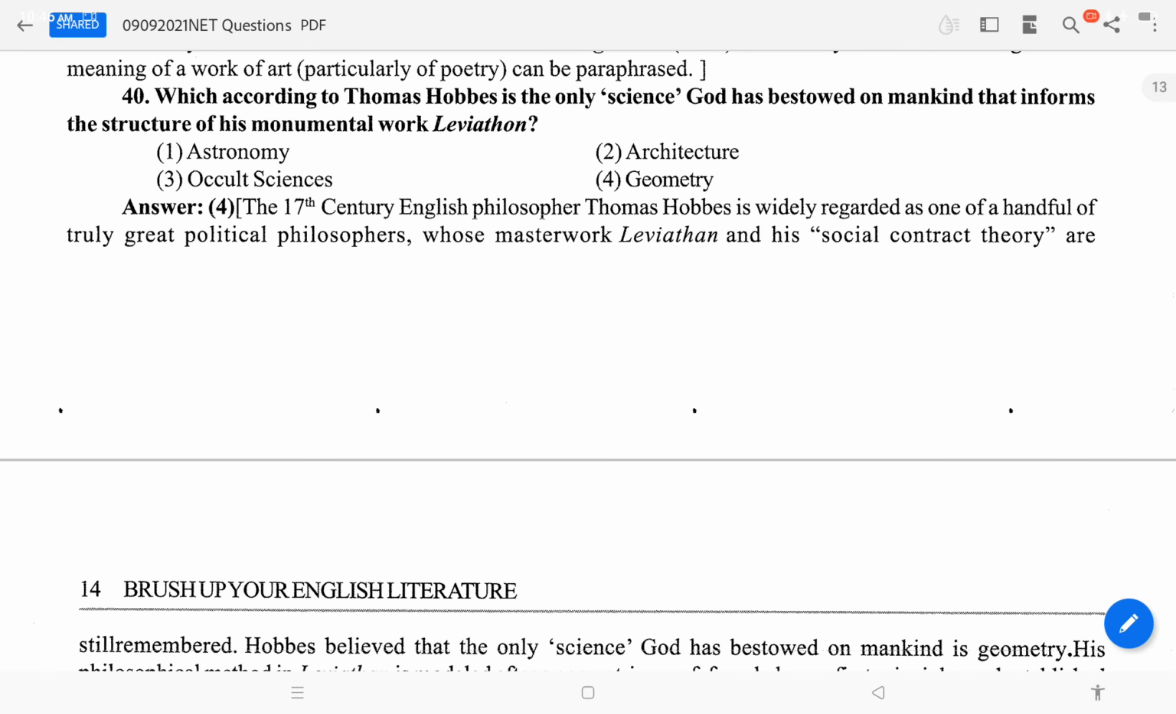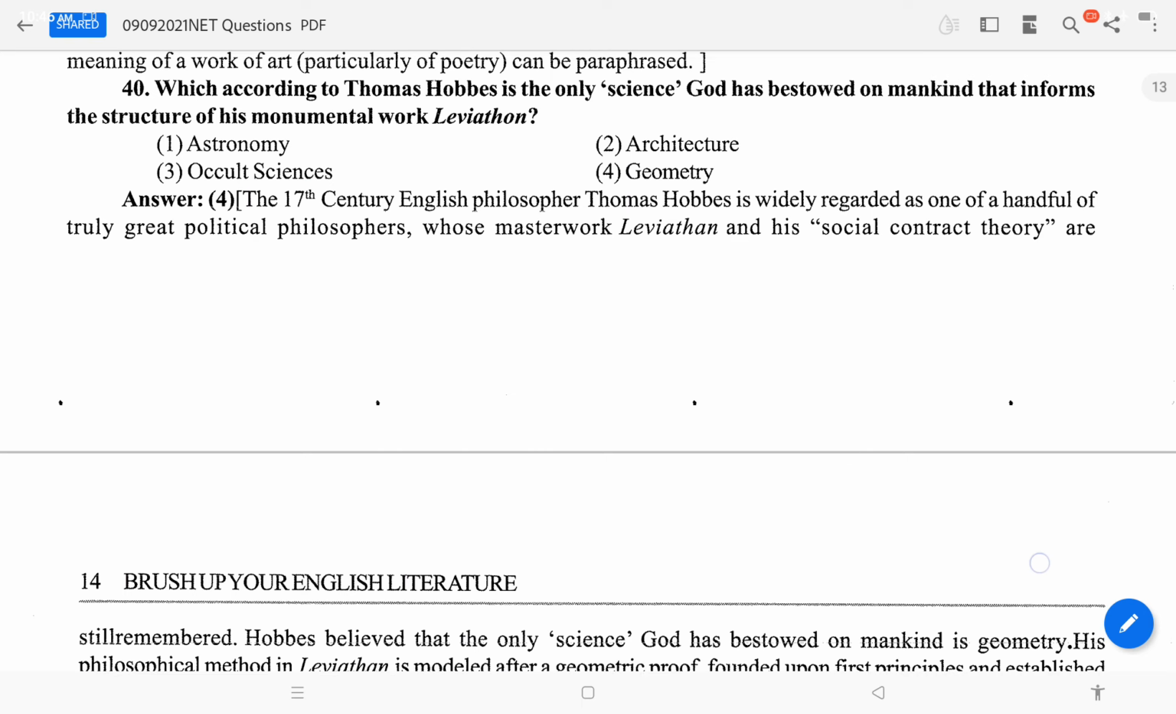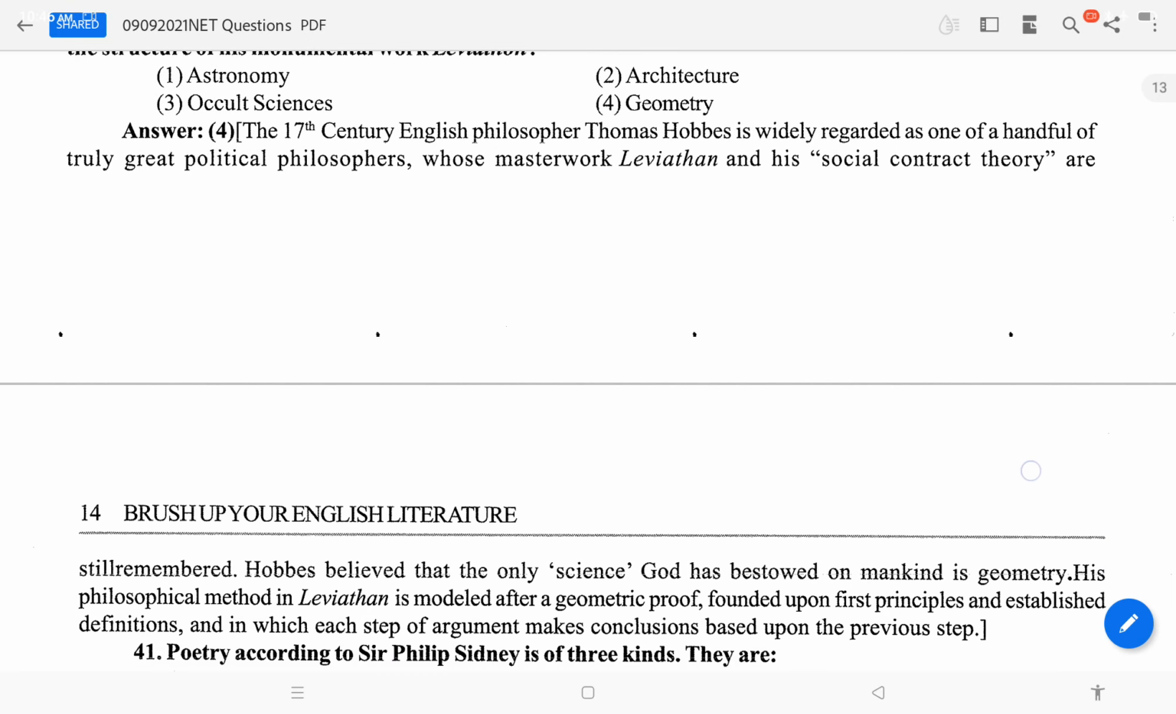Let's see question number 40: according to Thomas Hobbes, what is the only science God has bestowed on mankind that informs the structure of his monumental work Leviathan? The answer will be 4, geometry. The 17th century English philosopher Thomas Hobbes is widely regarded as one of the handful of truly great political philosophers, whose masterwork Leviathan and the social contract theory are still remembered.